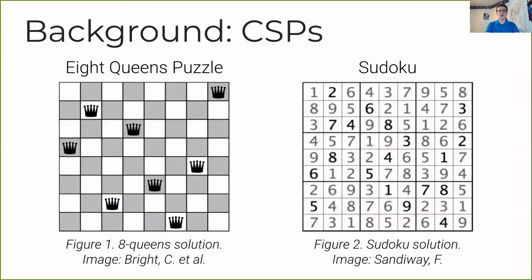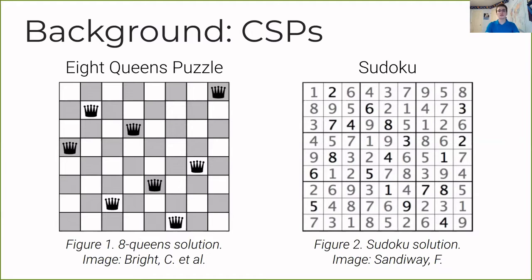Constraint satisfaction problems are a class of mathematical problems that require elements of a set of values called the domain to be assigned to variables in a way that satisfies specific conditions. Two classic textbook examples are the 8 queens puzzle and Sudoku.